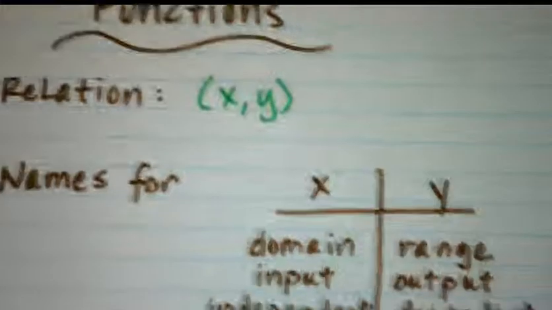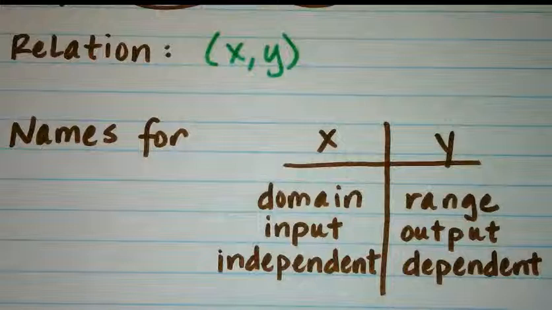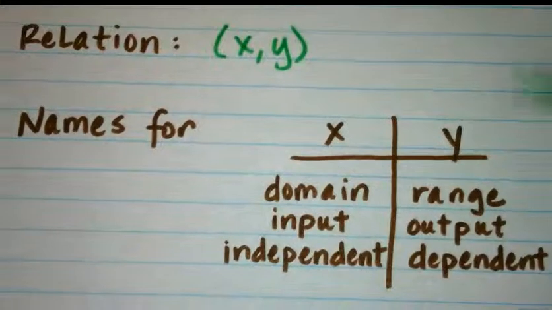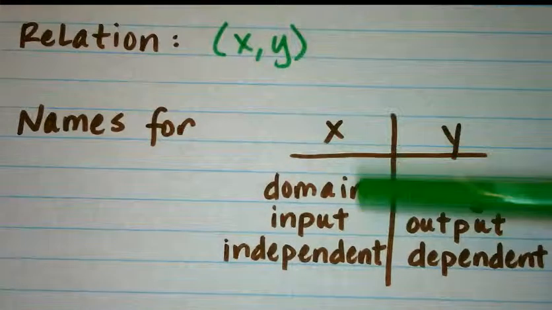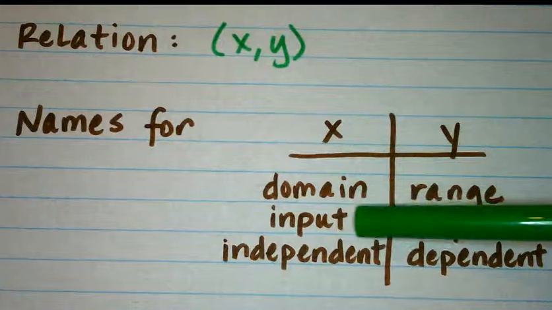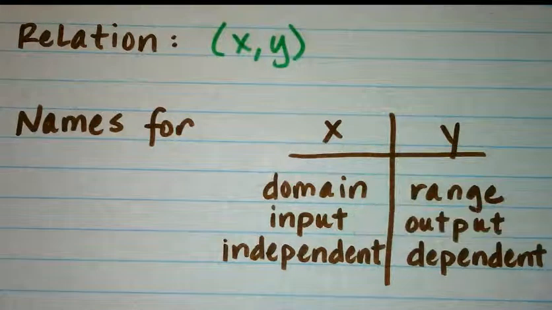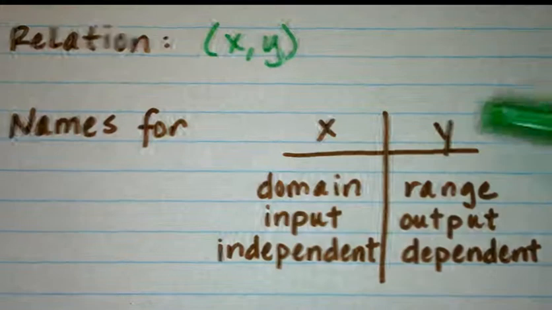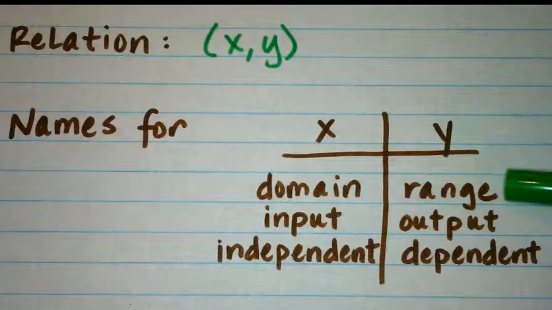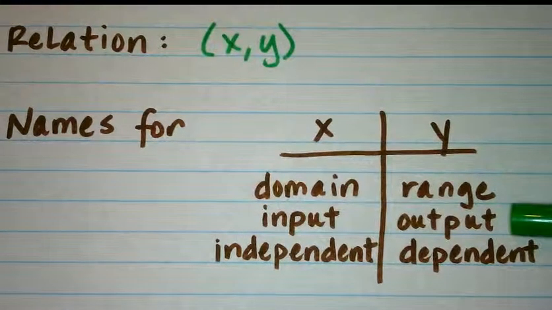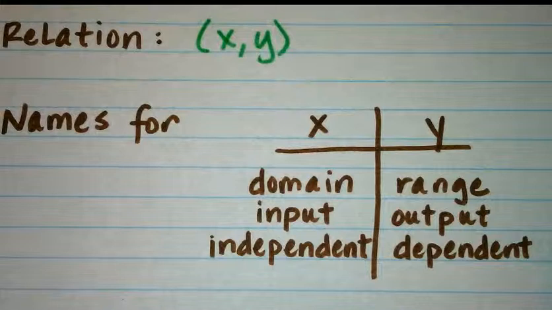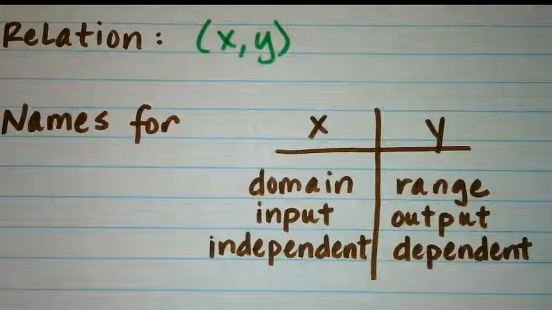And you guys learned some words to represent the X and the Y. The X can be called the domain. It's the input in a function, and it's the independent variable when we're writing an equation or graphing. And the Y is known as the range. It's the output of a function, and it's the dependent variable when you're working with an equation.